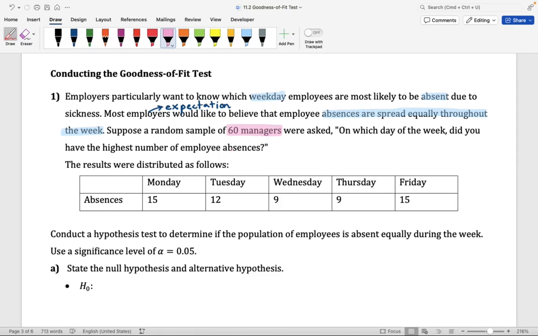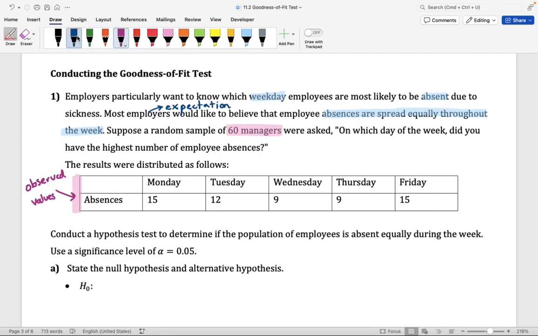Okay. And so here on this table, we have the results coming from that sample. So what we have here on this table is the observed values. Again, remember, the observed values are going to be the count that you see on each category coming from the sample. So here we see 15 for Monday, 12 for Tuesday, 9 for Wednesday, 9 for Thursday, and 15 for Friday. Those are the observed values for each of the categories.